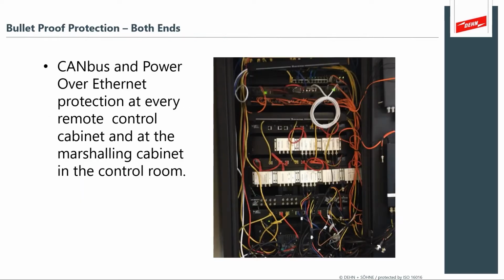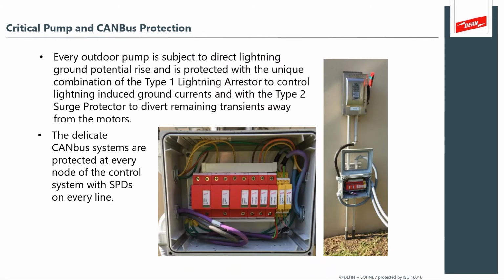Bulletproof protection on both ends. It's important to protect the control cabinet, but it's also important to protect the equipment out in the field. You'll have flow transmitters and such. And what's important is to protect on both ends. And that's what we see in a photograph like this, where we have the wiring systems coming into a marshalling cabinet, and we want to demonstrate that the surge protection devices need to be applied on both ends of that cable system.